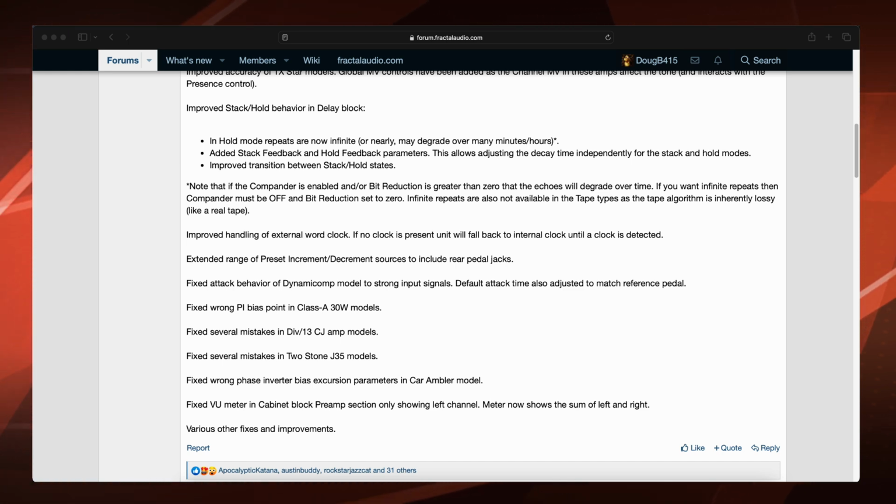Let's see if I get this one right. Fixed wrong phase inverter bias point in Class A 30 watt models. Fixed several mistakes in Dividied by 13 CJ amp models. Fixed several mistakes in Two-Stone J35 models. Fixed wrong phase inverter bias excursion parameters in Carr Ambler model.